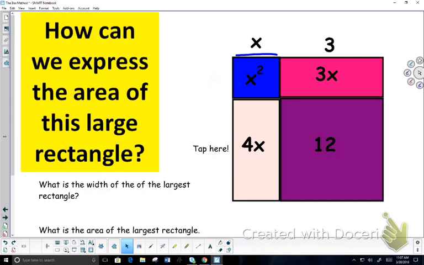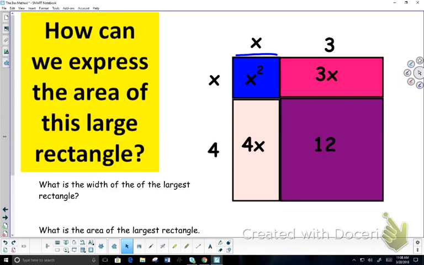Does everybody agree? Everybody okay with that? Yeah. Okay, so then right here, the area of this one right here is 4x. So how long does this side have to be to give me that, Mia? 4. I agree.